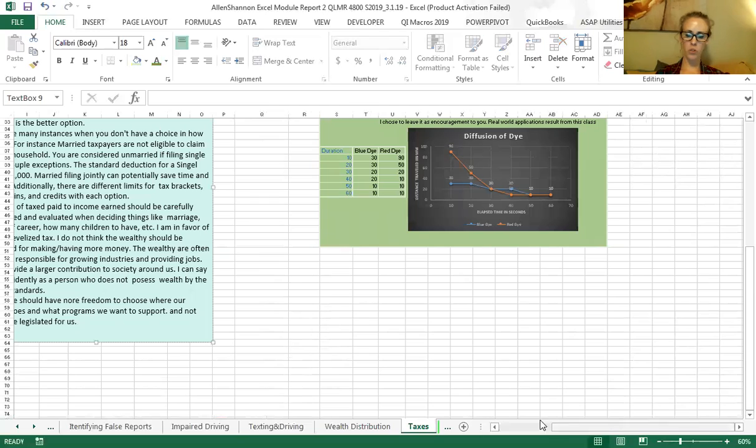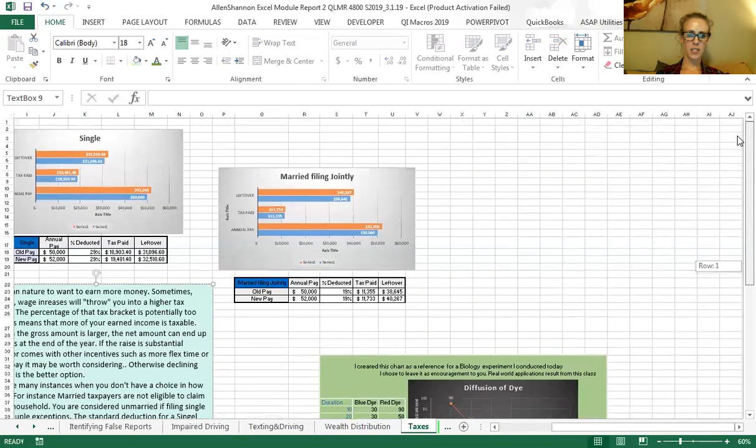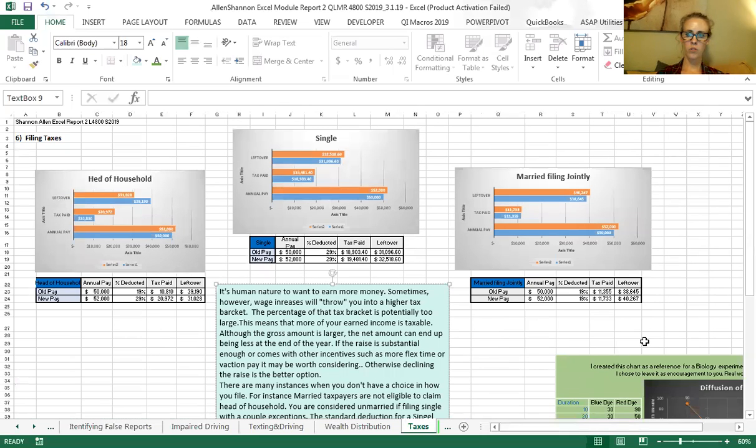So the last portion of our assignment is taxes. I mean, everybody loves to hate taxes, right? We gotta have them. We all have them. We don't really have a say in the matter.